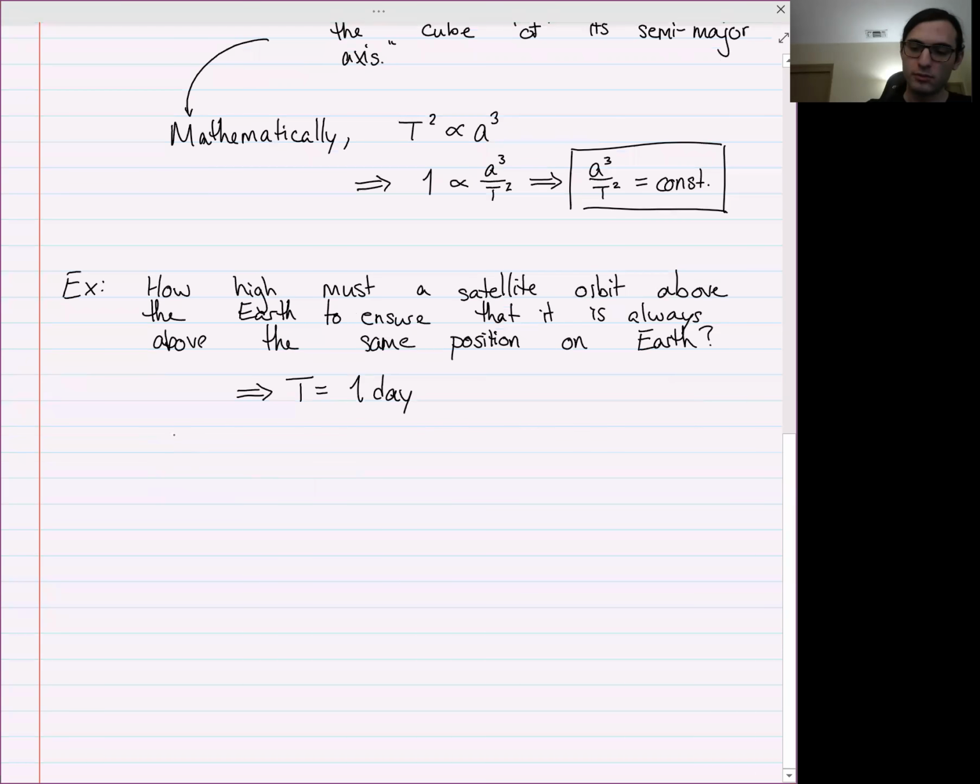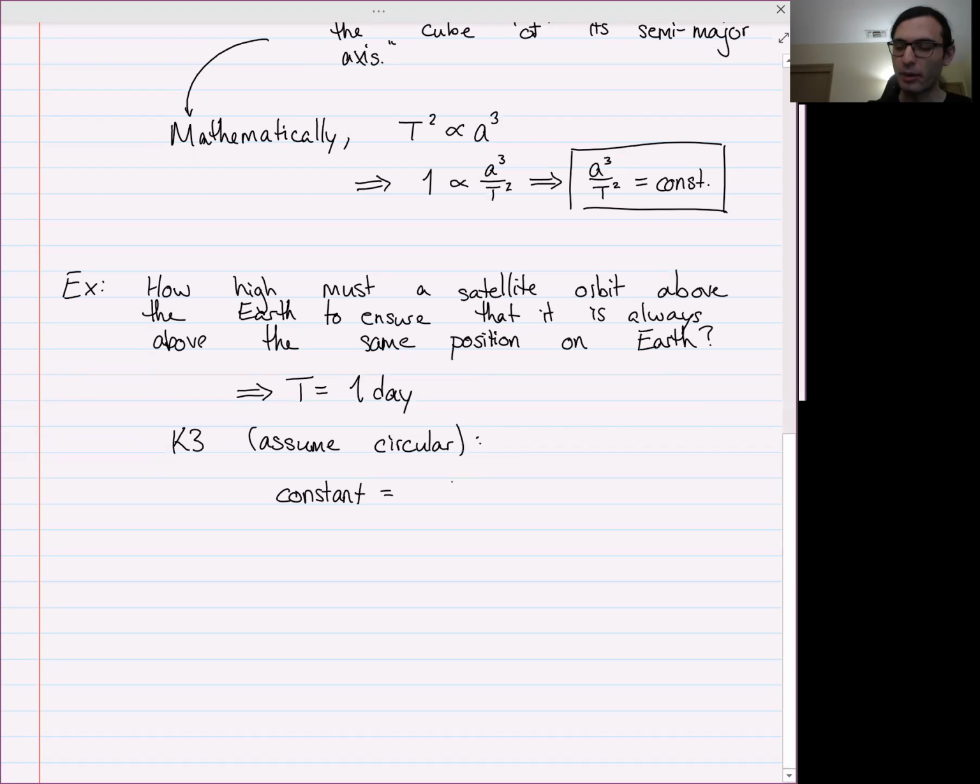So I'm going to call it K3, and we're going to assume a circular orbit. All of Kepler's laws, by the way, apply to circular orbits just as well, because a circle is just a special case of an ellipse with no eccentricity. This is what that little e is, eccentricity. So Kepler's third law tells us that some constant, which we don't yet know, is equal to the radius of the orbit, which is what we're trying to find, cubed, divided by 1 day squared, because that has to be the orbital period.